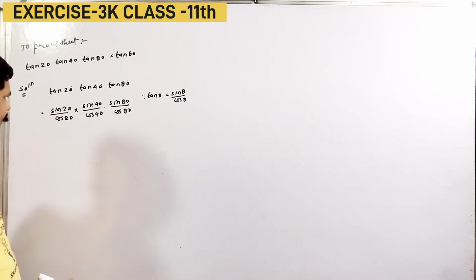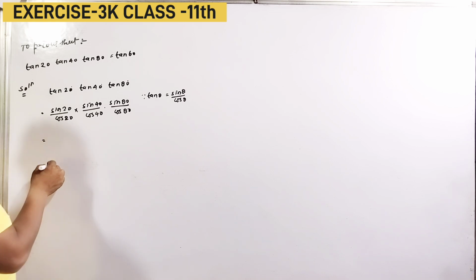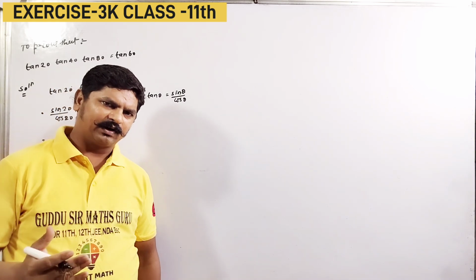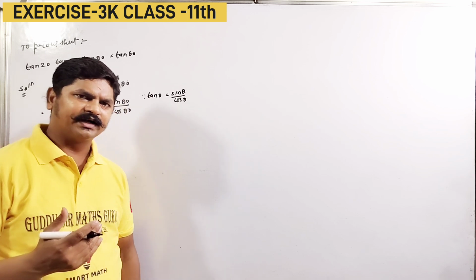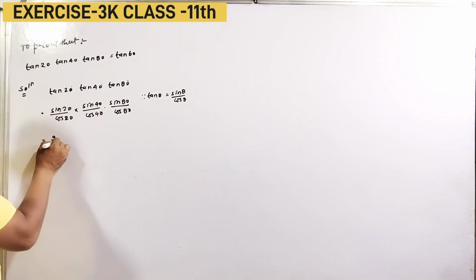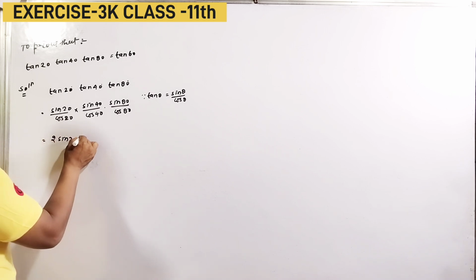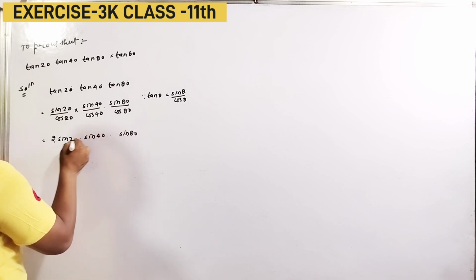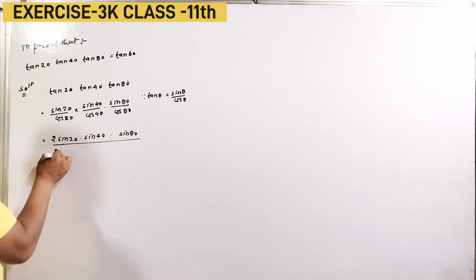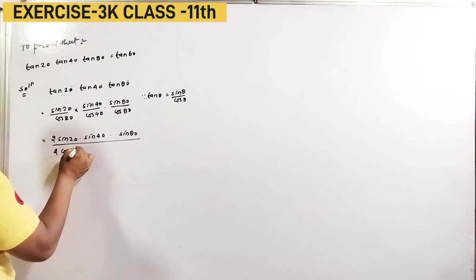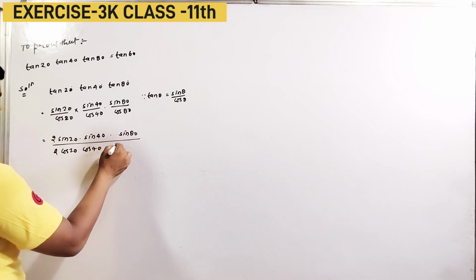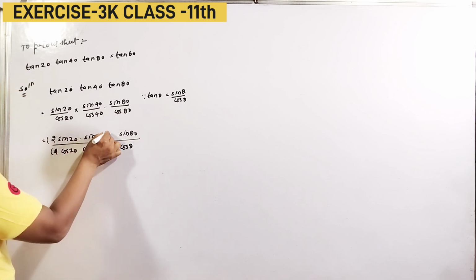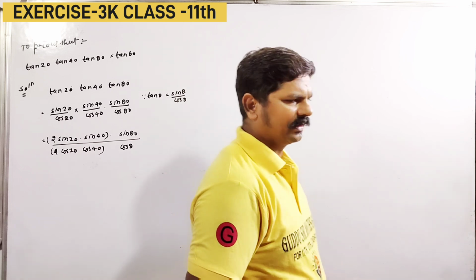After it, you can multiply and divide the numerator and denominator by 2. When you multiply numerator and denominator by 2, this becomes 2 sine 20 into sine 40, clear? And here is sine 80, and upon it, similarly, cos 20 and cos 40, and here cos 80 degree, clear? After that, as you know one formula, if you want to solve it then you will have to complete it.